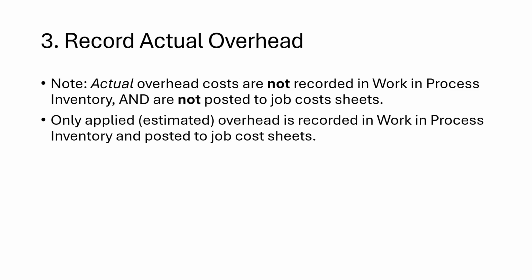Remember that actual overhead costs are not recorded as part of work in process, and they are not posted to job cost sheets. This is applied or estimated overhead that's recorded in work in process and posted to job cost sheets. So since that has already been done, now that the actual costs can be calculated and recorded, they are within the overhead account. So only applied or estimated overhead is recorded in work in process and posted to job cost sheets. Actual costs are not.